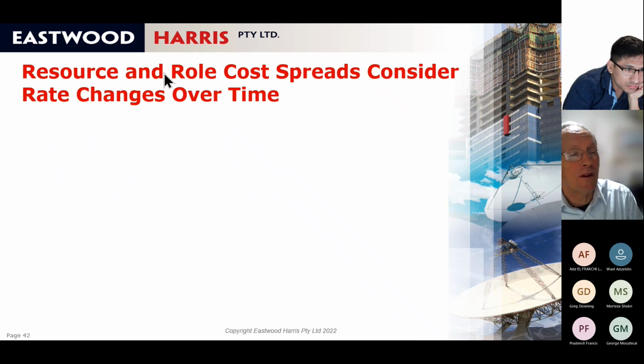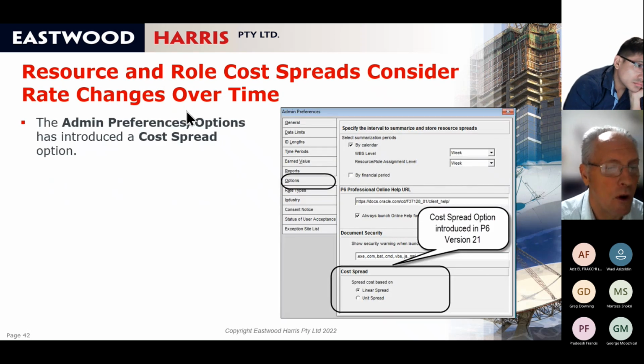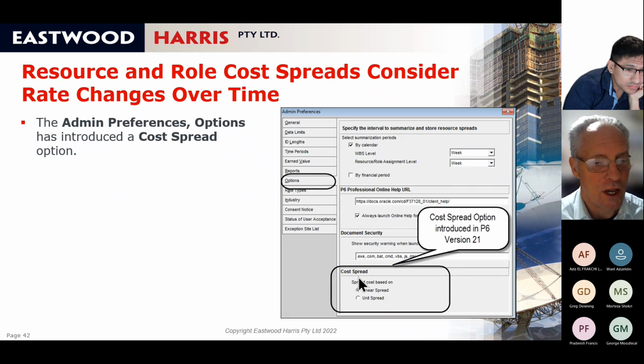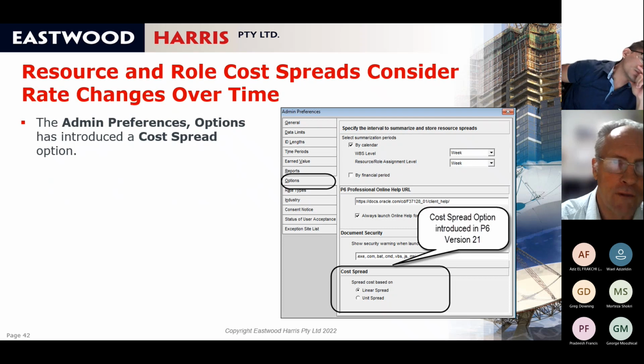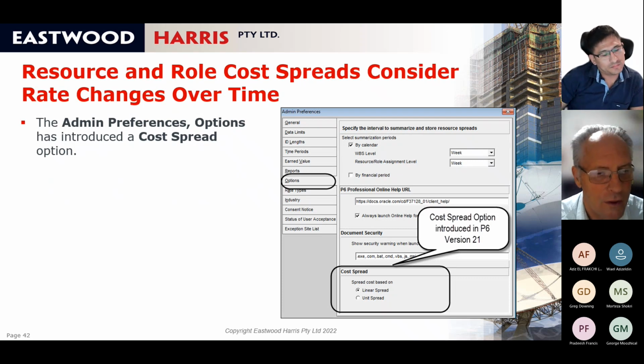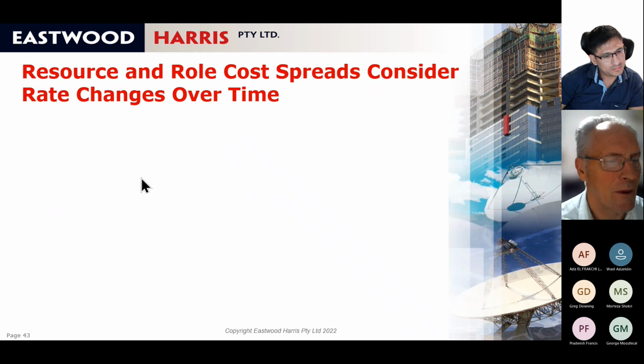This is a really good enhancement. As I said to you before, when you have a resource or role rate that changes over time, the cash flow was wrong. So what they've done now is they brought this in, which is linear or unit spread. So as I said to you before, if you want to have unit spread, you have to tick that box on. So the philosophy with Oracle Primavera is when you have an enhancement, it's turned off, you have to turn it on to use it, which makes sense. So if you turn this on to unit spread, then your software will calculate differently. So this changes how the cost spreads are created. Let me show you.